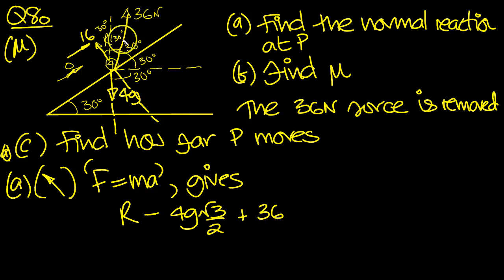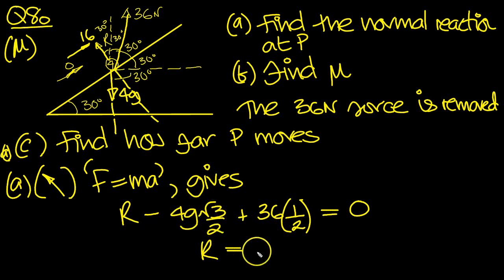And the angle is 60, cos of 60, which is sine 30, which is a half. So the resultant force is 0. So R will equal then, this is 18, this is 2g, isn't it? Root 3. Move it over, 2g root 3, minus the 18 then, and that's the resultant force.